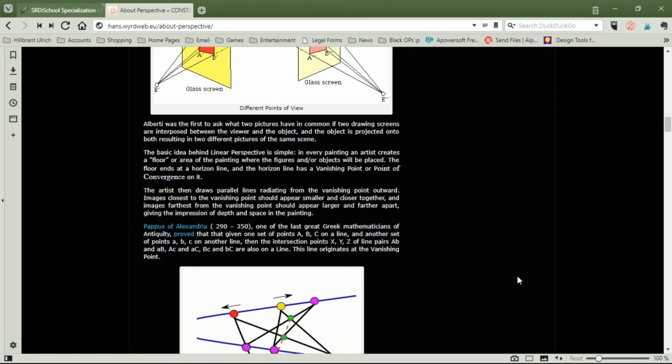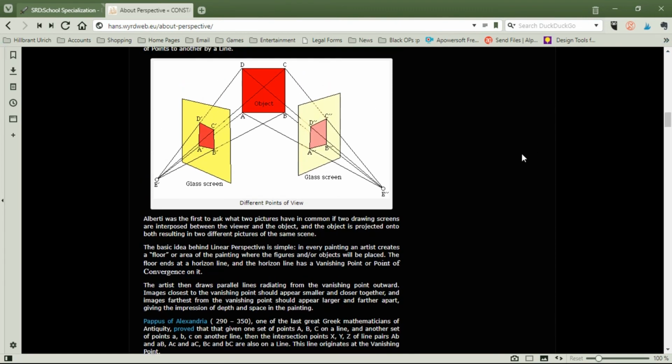Alberti was the first to ask what two pictures have in common if two drawing screens are interposed between the viewer and the object. So your viewer here, your screen, your object. What two pictures have in common if two drawing screens are interposed between the viewer and the object is projected onto both, resulting in two different pictures of the same scene? So let that sink in a little bit.